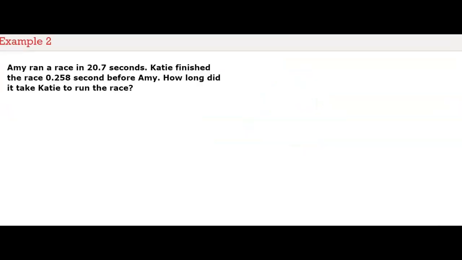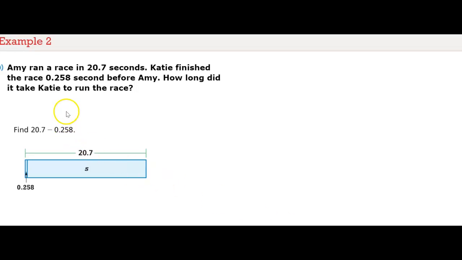Amy ran a race in 20 and 7/10 seconds. Katie finished the race 258 thousandths of a second before Amy. How long did it take Katie to run the race? We now need to find 20 and 7/10 of a second minus the 258 thousandths of a second for Amy's time before Amy. So Katie now, we figure out her time by subtracting the two.